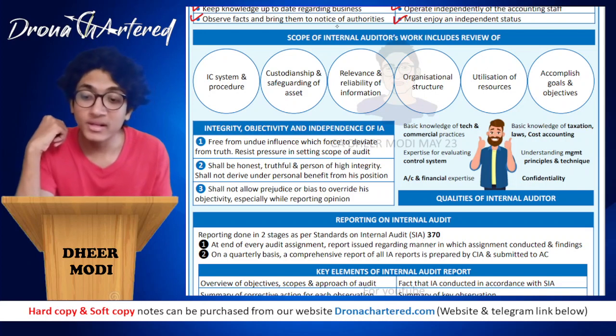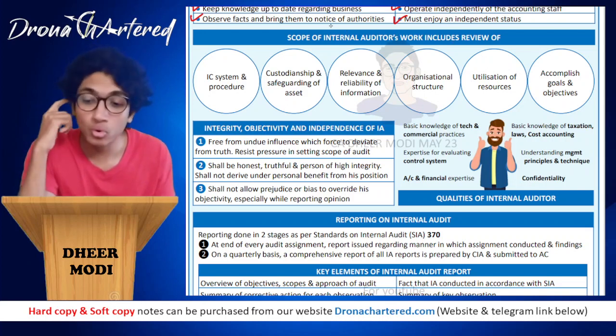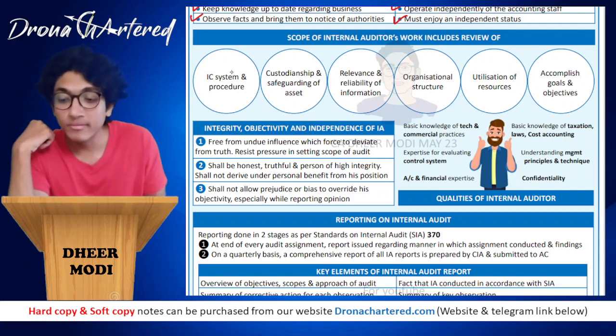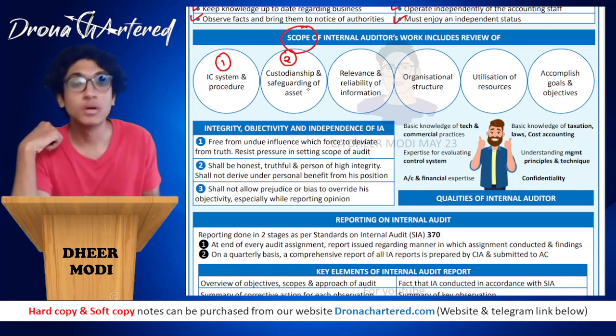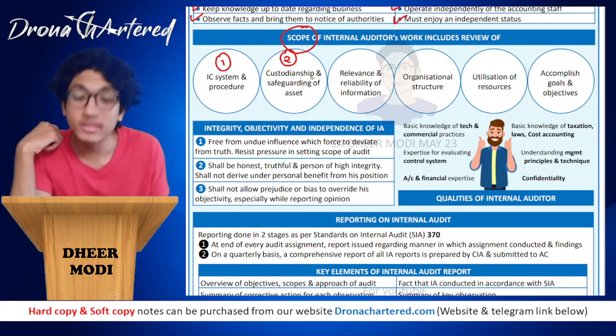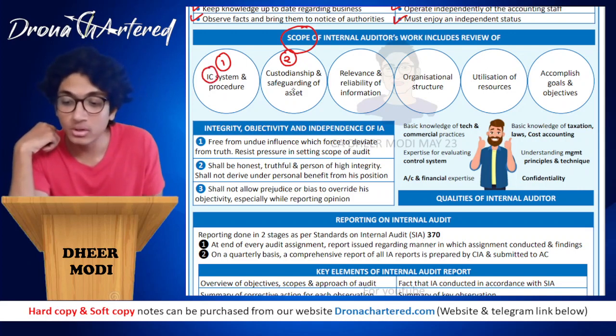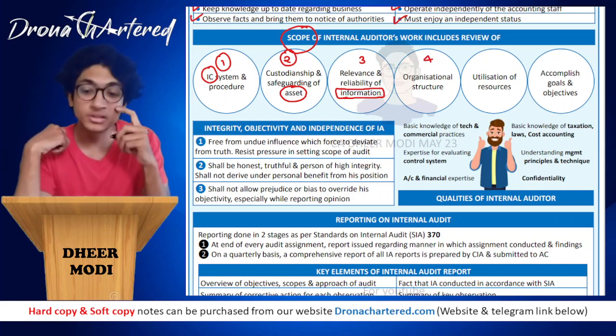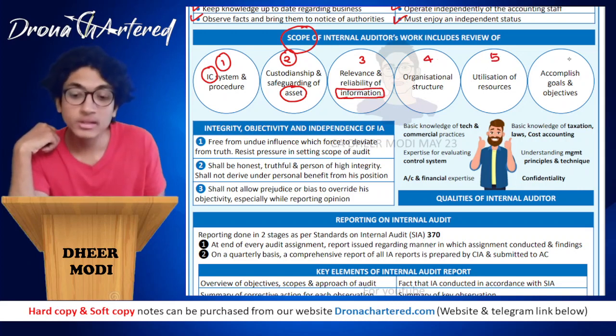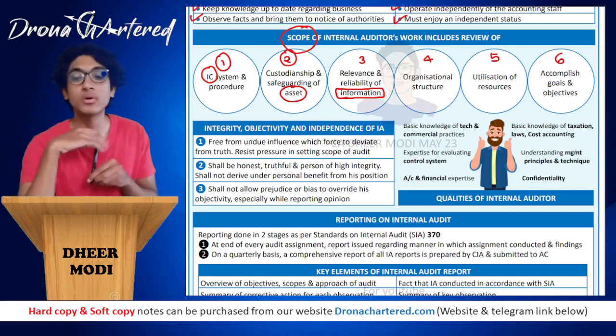Next, the scope of the internal auditor's work includes review of: first of all, your internal control system and procedure. Second is custodianship and safeguarding of assets. So first is your internal controls, second is related to your assets. Third is relevance and reliability of information. Fourth is your organization structure. Fifth is utilization of resources, and sixth is accomplishment of goals and objectives.